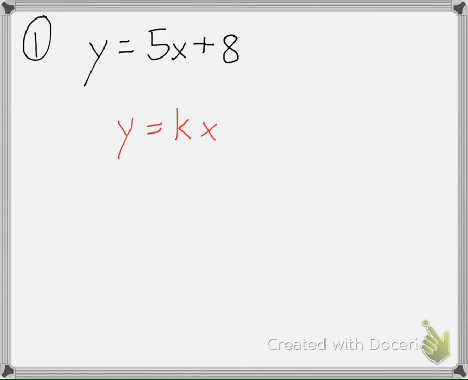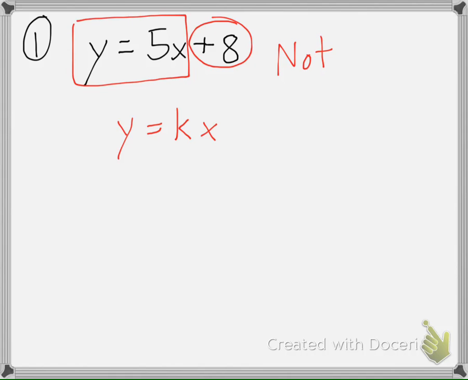So if you have anything other than y equals some number times x, then that tells you that it is not direct variation. This one is not direct variation because it has plus 8. This part right here, if that's all it was, would be a direct variation equation. But because it has this plus 8 added on to the end, that's what makes it no longer direct variation.